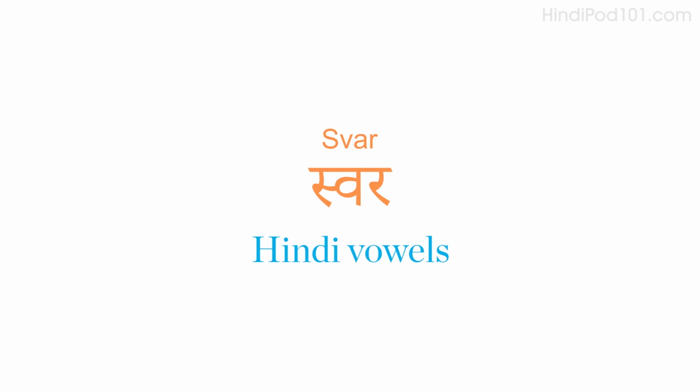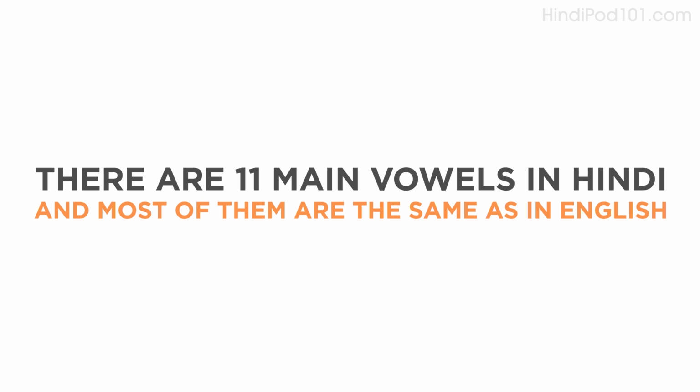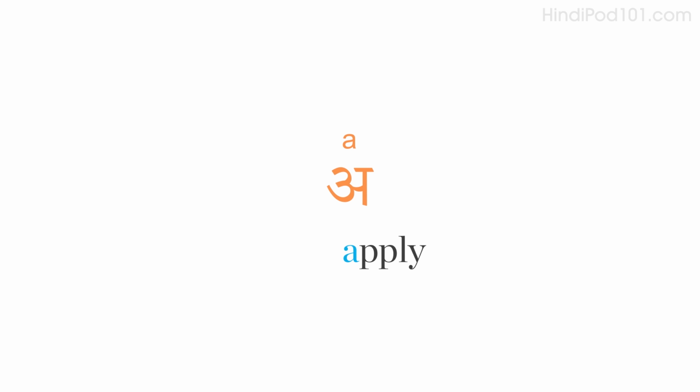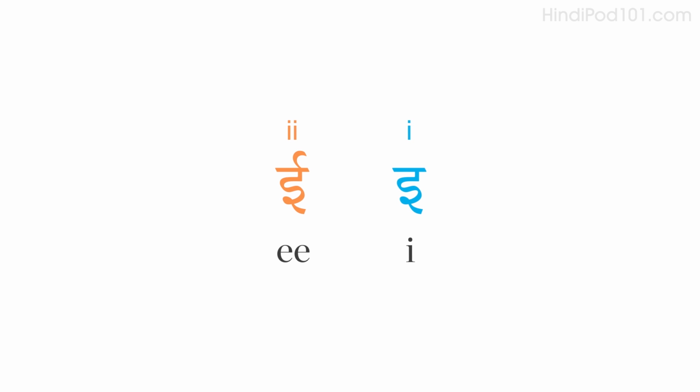So now that we've taken a look at the consonants, how about we take a quick look at the vowels too? The Hindi vowels are known as swar. There are 11 main vowels in Hindi, and most of them are the same as in English. For example, A is like the sound of the letter A in the English word apply. A is like the sound of the letter A in the word father. E is like the letter I in tin. E is like the letters E in C.